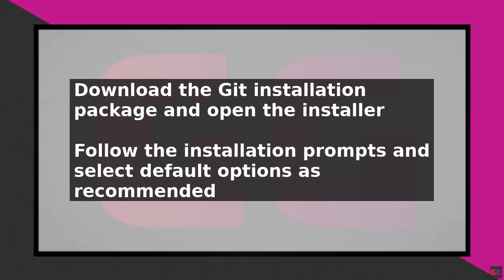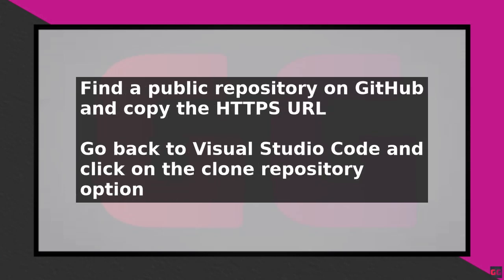Then click Install. Wait for the installation to complete. Then close and reopen Visual Studio Code. You should now see the option to open a folder or clone a repository.